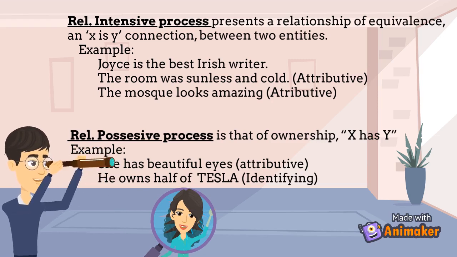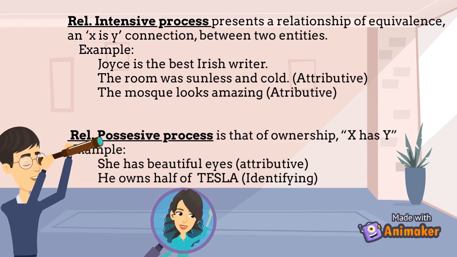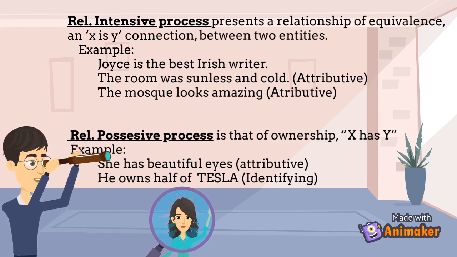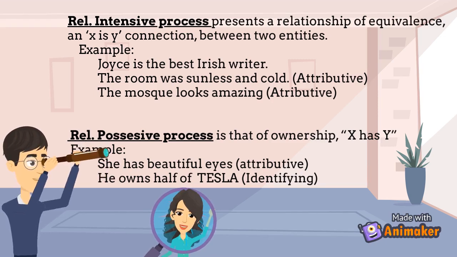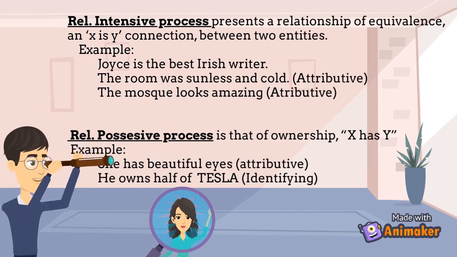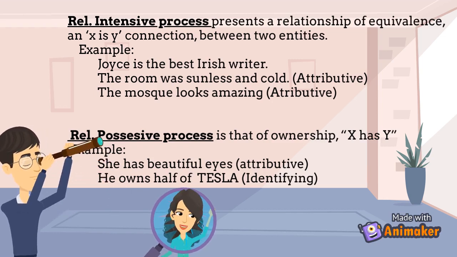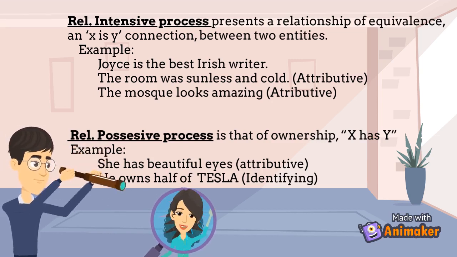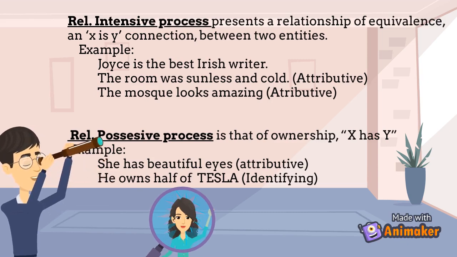Relational possessive process is that of ownership. X has Y. For example, she has beautiful eyes. Attributive possessive process. He owns half of Tesla. This is identifying possessive process.